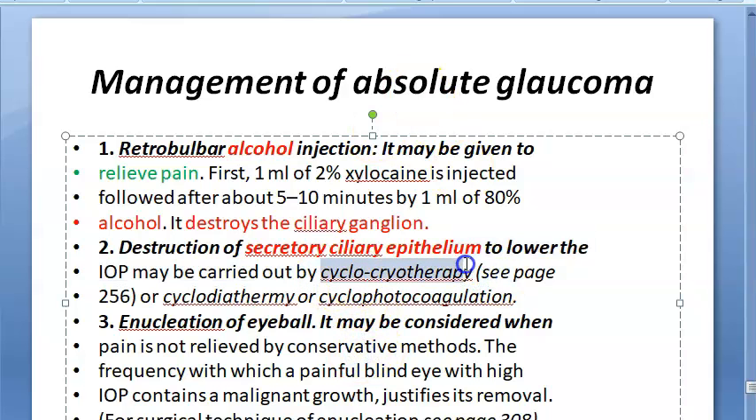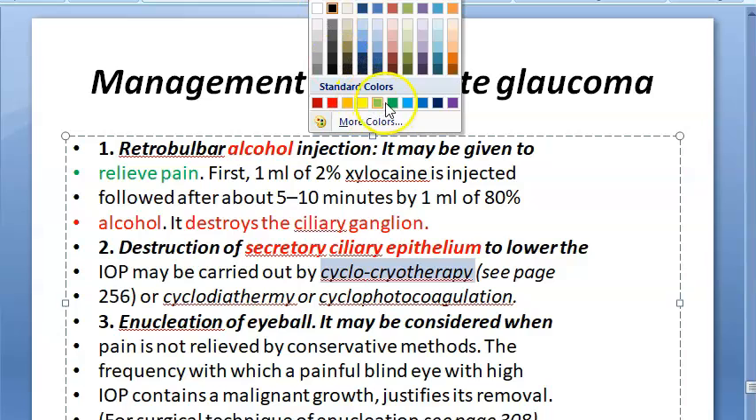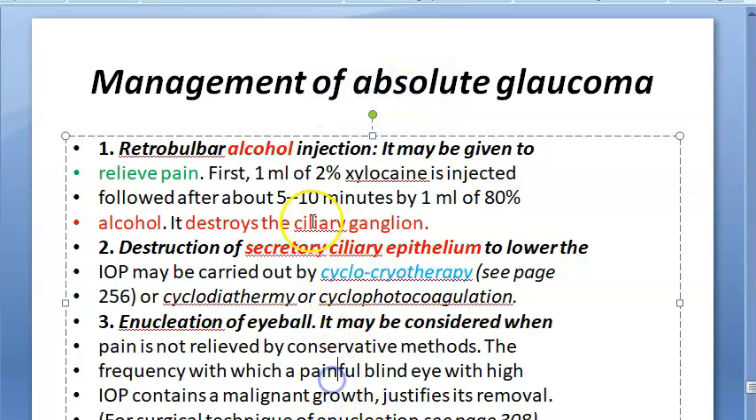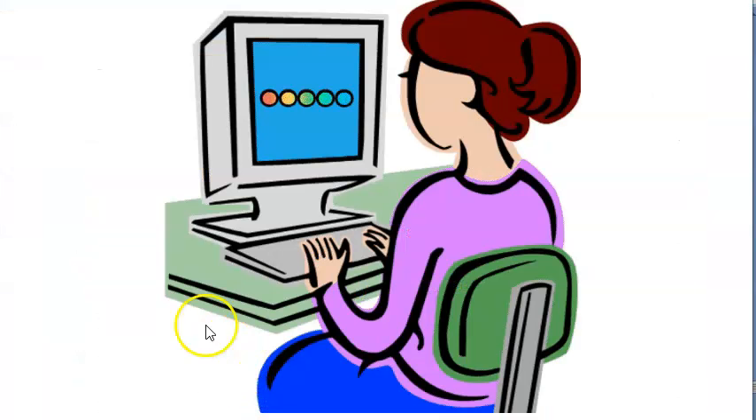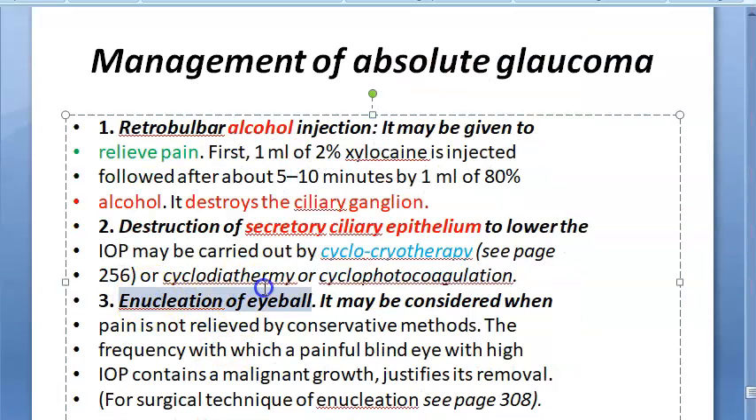They're trying to use this cold, minus 80 degrees or something, right? That probe to destroy the ciliary epithelium. Diathermy also they can use. That is high temperature. Or photocoagulation, light. So you'll use light and coagulate it. Finally destroy the ciliary epithelium. That's what they want to do. Then enucleation of the eyeball. They're going to remove the eyeball.